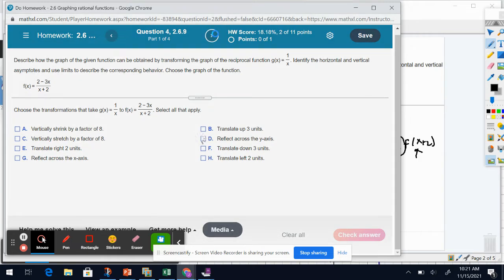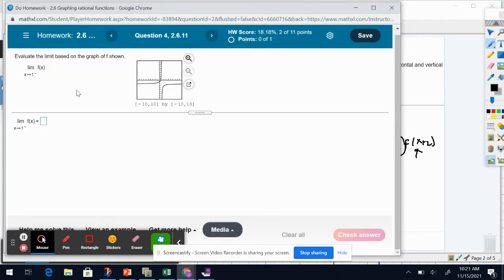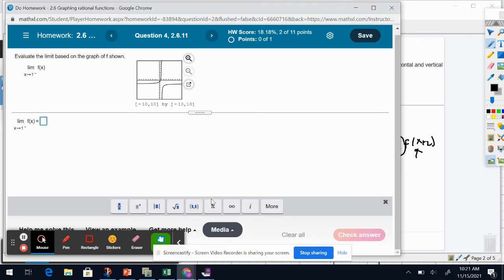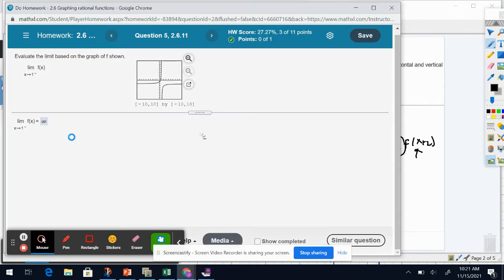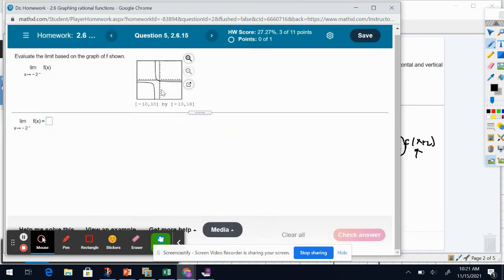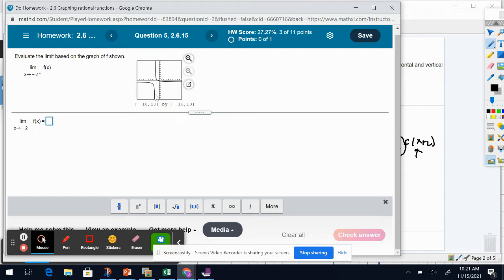So let's take a look at the next question. Okay, good. Talk about the limit based on the graph shown. So here's the graph. They're asking us when x is equal to 1 from the left. What is the graph doing? It's going up to positive infinity. Really simple question. Okay. Now, what is it doing as we look at negative 2? Again, from the left, what is the graph doing? It's going down, right? From the left. Negative 2 is right here. From the left, it's going down. So I would put negative infinity.